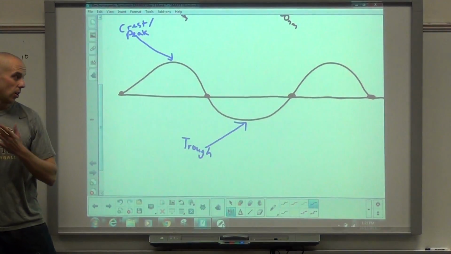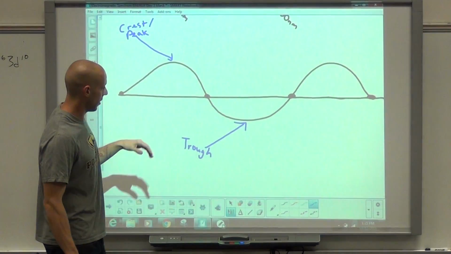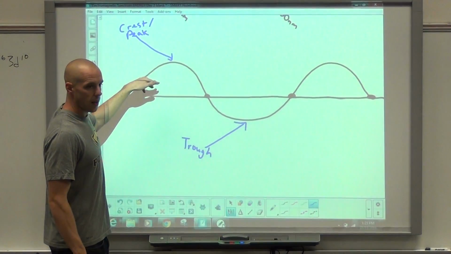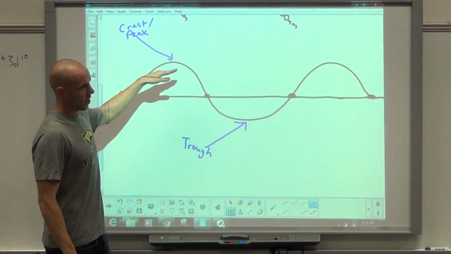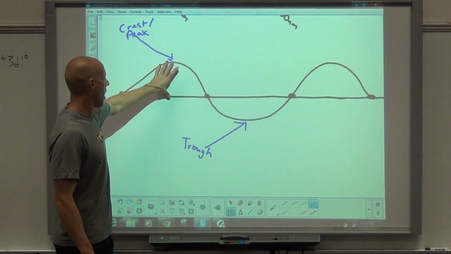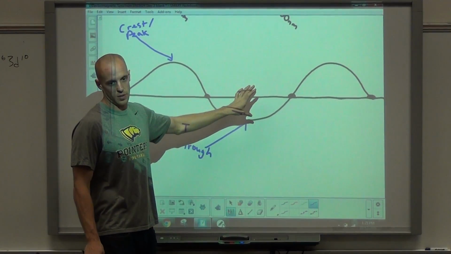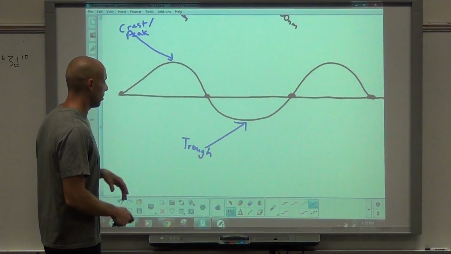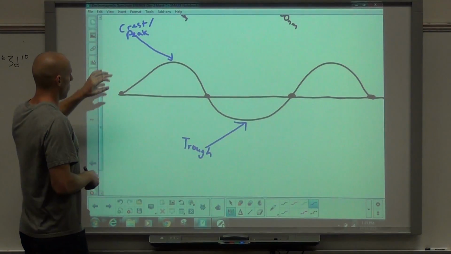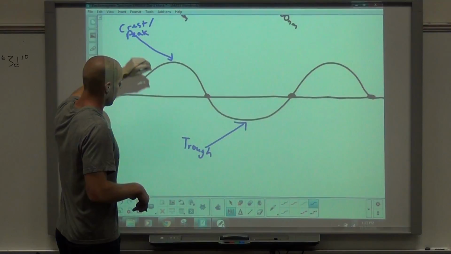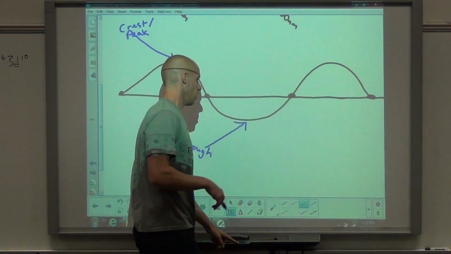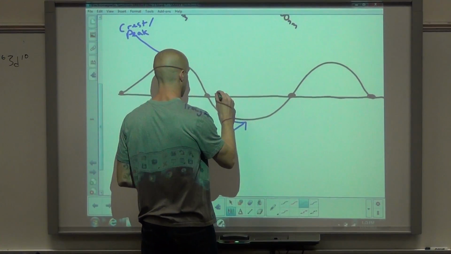It's important to realize, even though my drawing doesn't show it, I did not do a good job of this, but in a wave of electromagnetic radiation, this height here would be equal to this height down here. Obviously, I did a pretty poor job of that up here, but they would be equal. So we have crests up on top, troughs here. These points where the wave is crossing this middle line are called nodes.